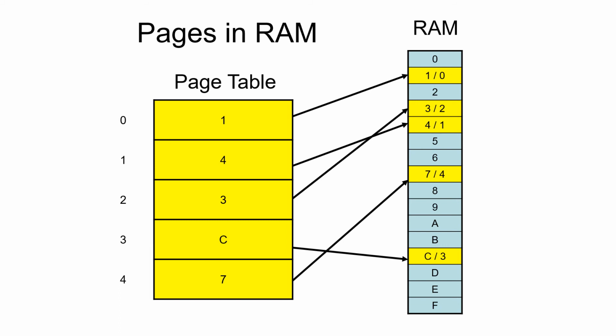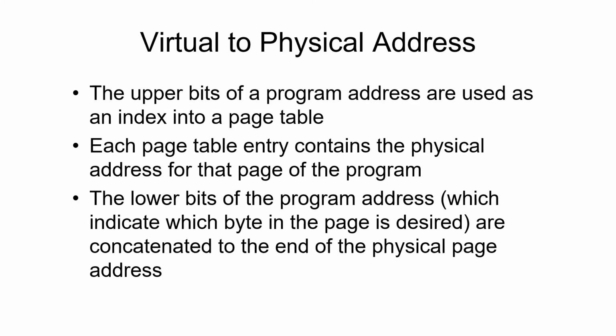Here's an example. We have a page table. The numbers inside the table indicate the physical location of that part of the program, with the numbers to the left representing the virtual or page numbers. So if you wanted to access something on page 1, it's really located in page 4 of the system. If you want to access something on page 4, it's really accessed in page 7 of the system. So the page table keeps track of where things are.